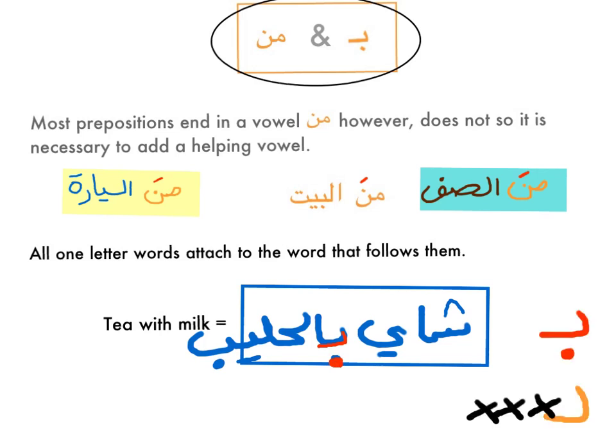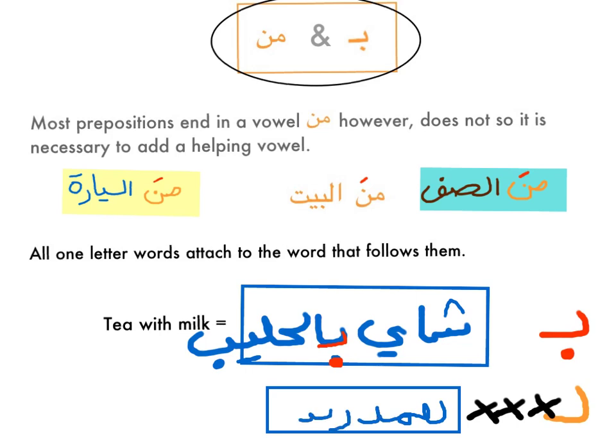Another example that we will learn later in the next books is the preposition la. Because it's a one-letter preposition, it gets connected to the next word. It's just the letter lam. For example, the word lil madrasa, we attach lam to the word madrasa.